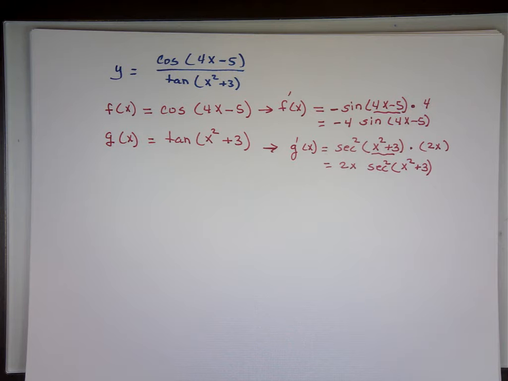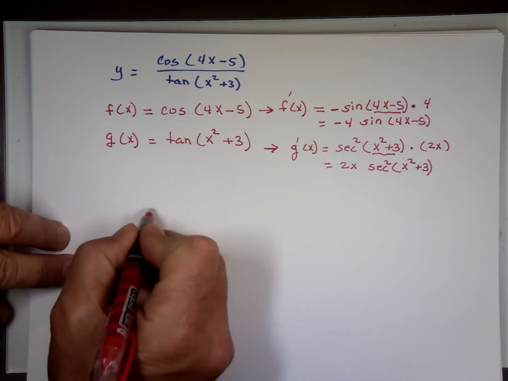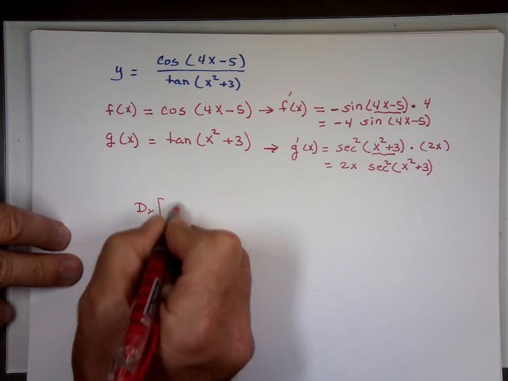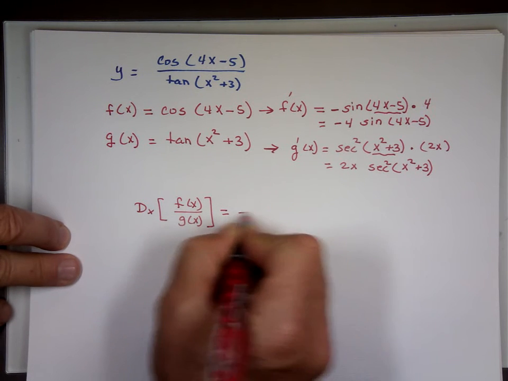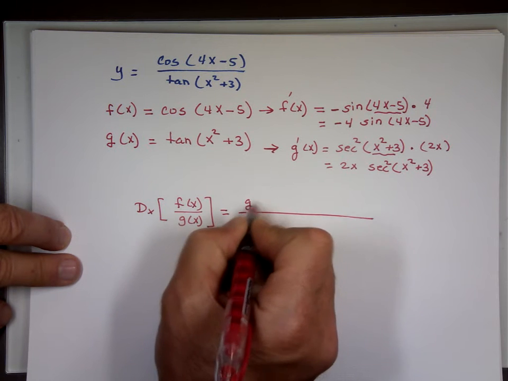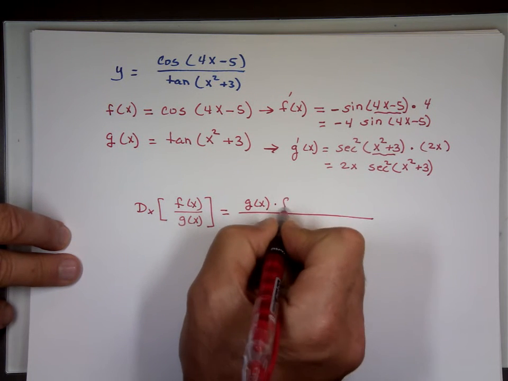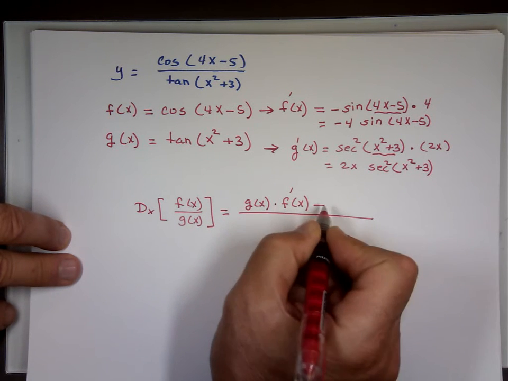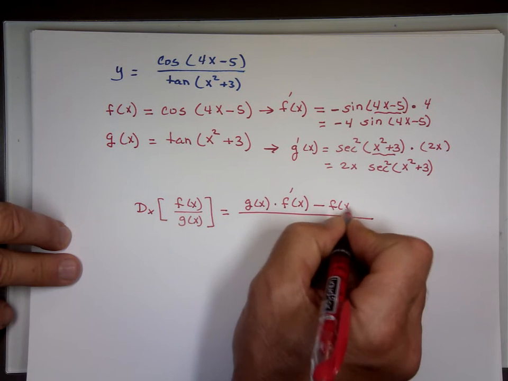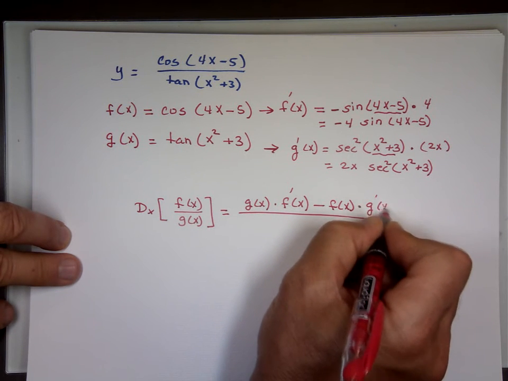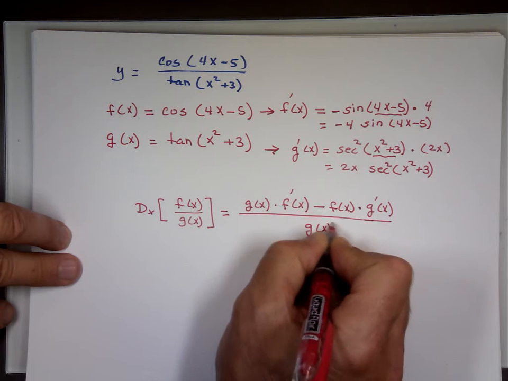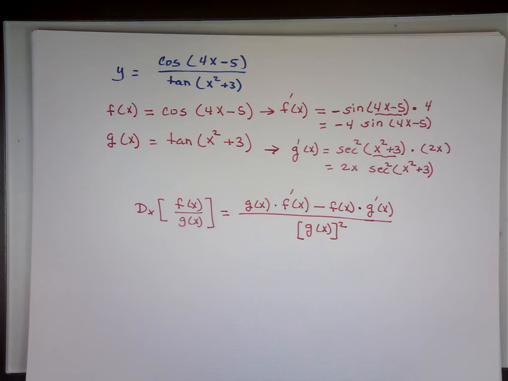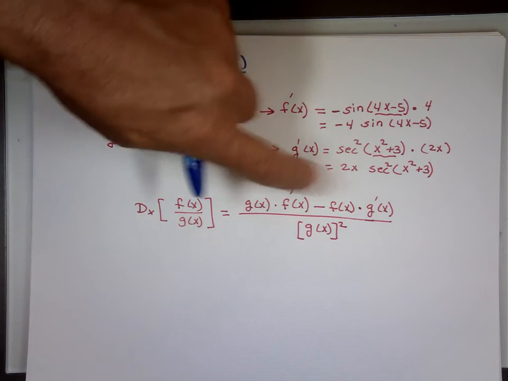Low d high, the quotient rule: the derivative of f of x divided by g of x. Low times d high, low is the bottom, d high is the derivative of the top, the high, minus high d low, all over the square of low. Low means the bottom, low d high, low times the derivative of the top, minus high d low, all divided by the square of low.